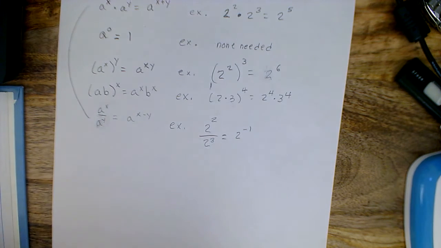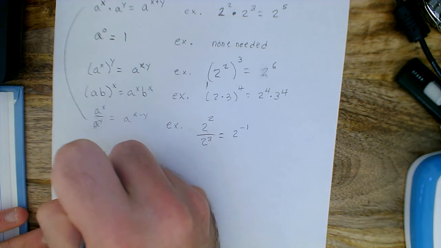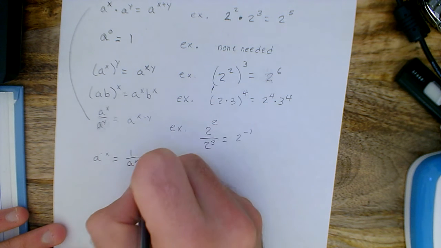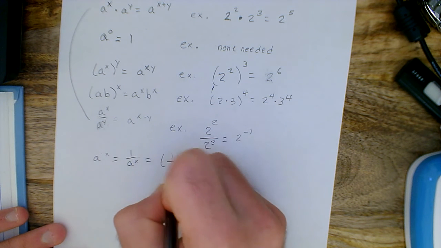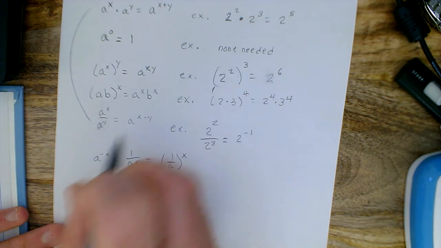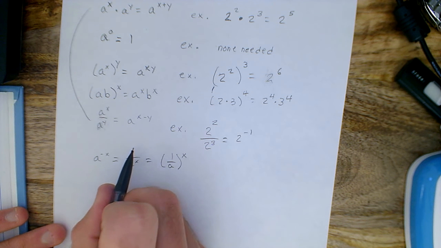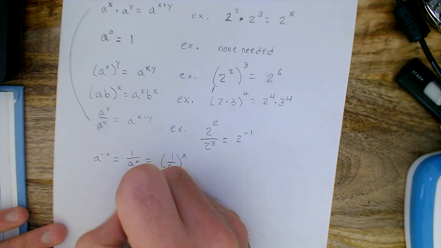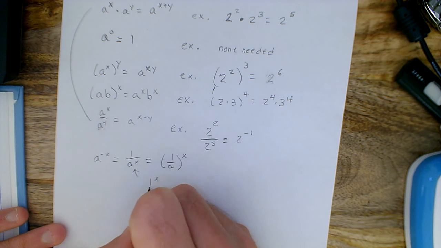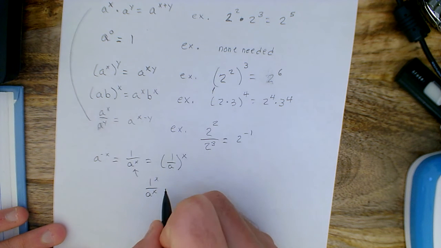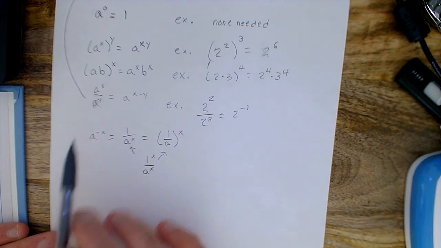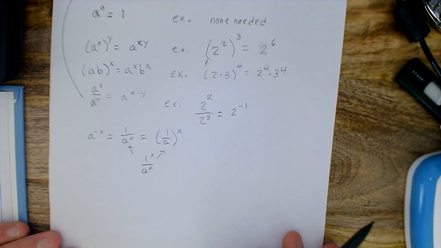Alright, and then a to the negative x is equal to 1 over a to the x. And notice this can be written as 1 over a to the x, since 1 to any power is just 1. So this part here is really equal to 1 to the x over a to the x. And then you can use this rule here.